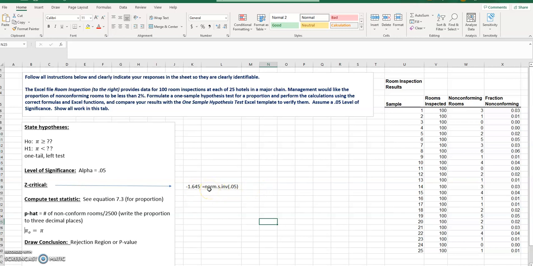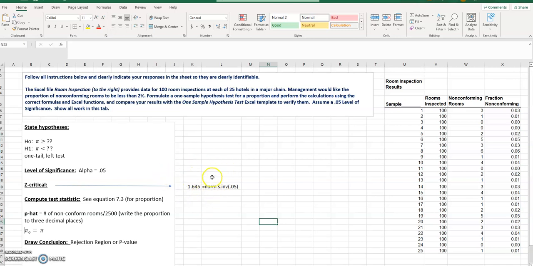In this case, similar to what we did on the t-distribution, only here it is a z-critical value because we're using a proportion. NORM.S.INV, the standard normal inverse, 0.05. What this formula is doing for you is breaking the distribution into the bottom 5% of the data from the upper 95% of the data. And so that z critical value is going to be negative 1.645.